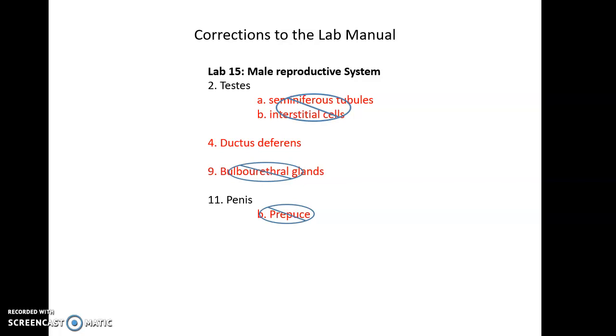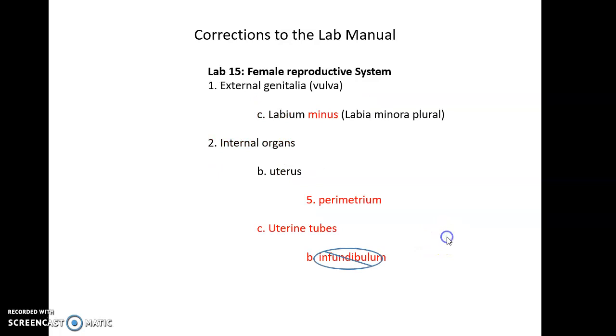Also go down to 4, it's ductus deferens. I will not accept it as deferens. It is ductus deferens. Number 9, bulbourethral glands. You can scratch that out because we cannot see it on our model. And then under penis, prepuce, you can scratch that out. The models we use are circumcised.